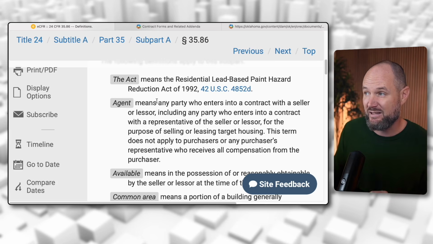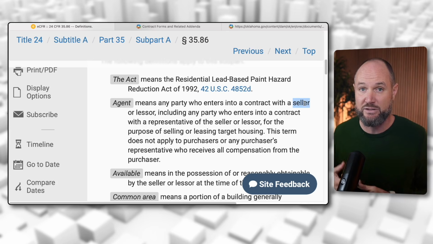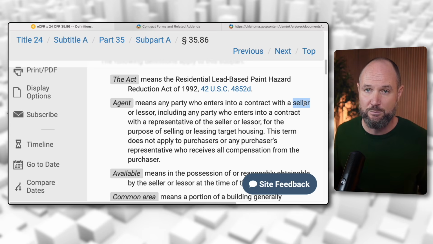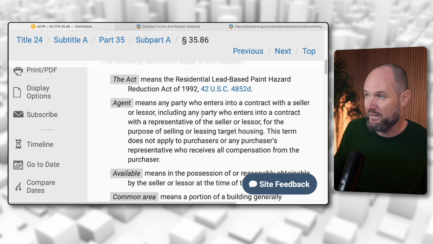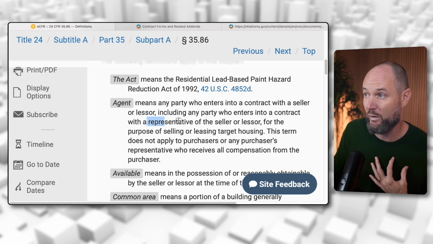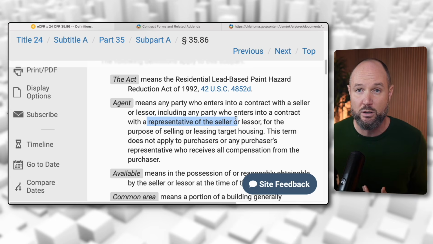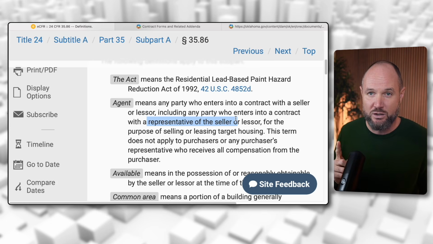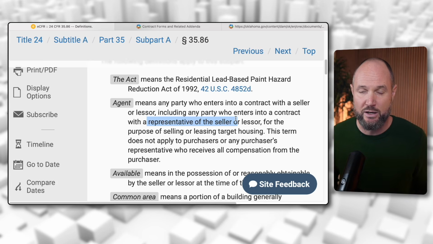Here's why. Because it says an agent is a party who enters into a contract with a seller. Are you, as the buyer's agent, entering into a contract with the seller? The answer is no, not in a typical traditional transaction. What about this? Are you entering into a contract with a representative of the seller? Are you entering into a contract with the listing agent? And again, in today's time, in the vast majority of transactions, your typical transaction, the answer is no, you're not. And because of that, you are not entering into a contract with the seller. You're not entering into a contract with the listing agent. That means no, you are not required to initial as the buyer's agent.